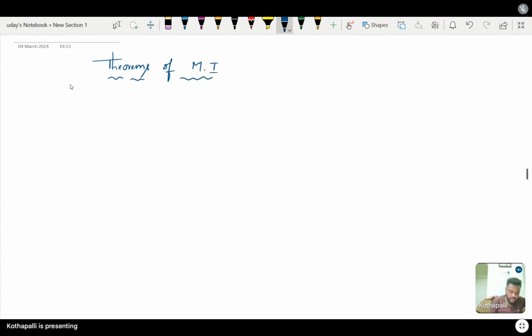ரெண்டு important theorems இருக்கு. Derivations are not important, but applications are very important. So we can say that there are two theorems of moment of inertia. One is parallel axis theorem, and the second one is perpendicular axis theorem.